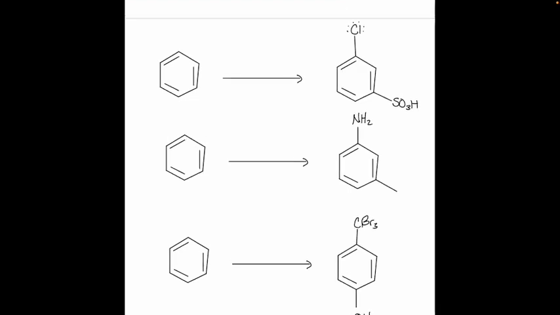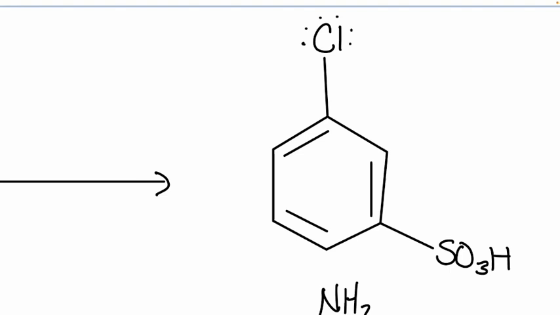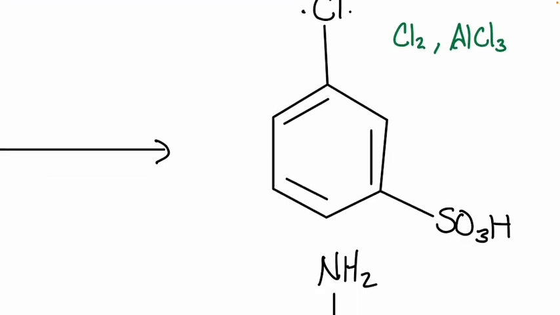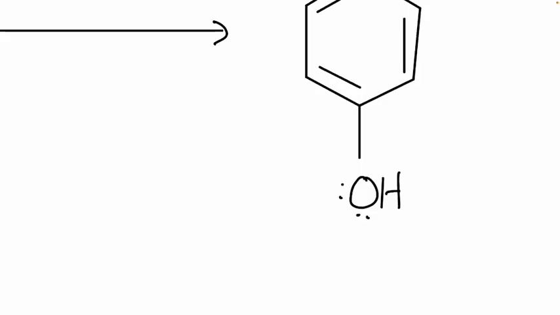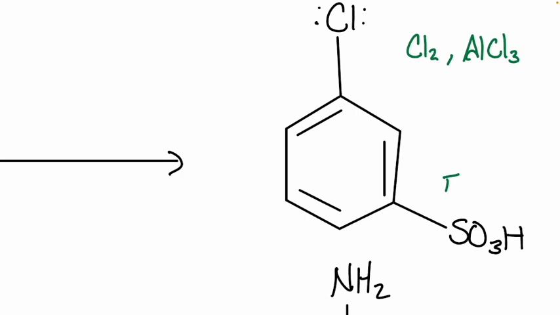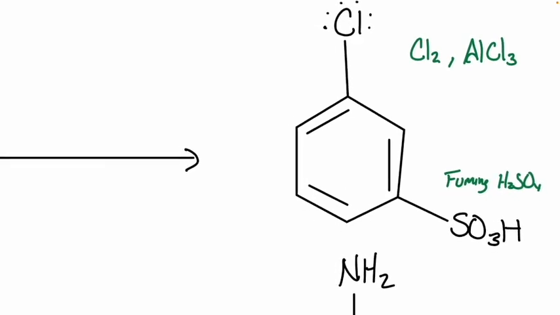Let's go through this. I'm going to look at my product here, and I'm going to look at each one of these groups and think about how I can make that. How can I put a chlorine on the ring? I've got to know my reactions here. So this would be my Cl2 with aluminum chloride or iron chloride, that's fine. And what about for those sulfonic acid groups? That's that fuming H2SO4. Okay, cool. So I know which two reactions I need to use.